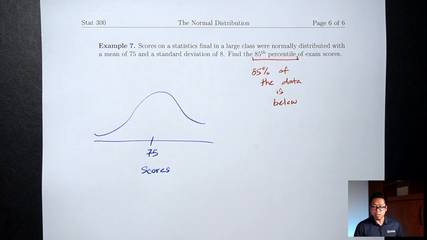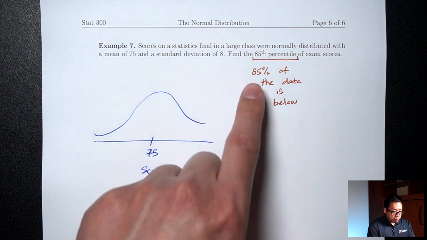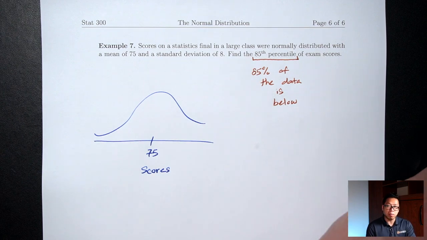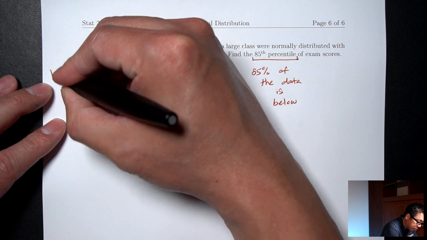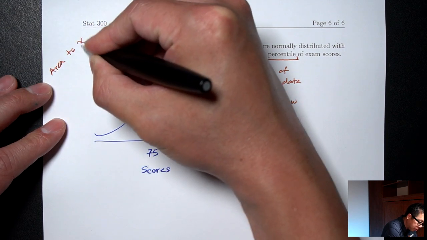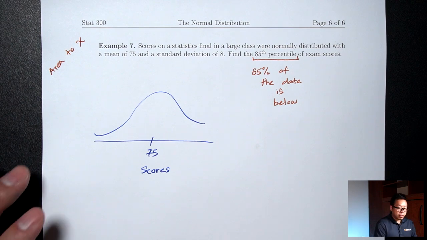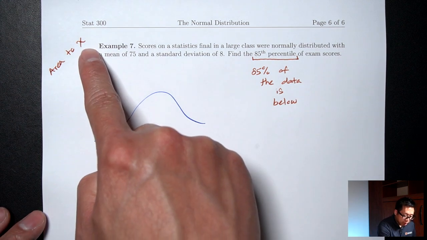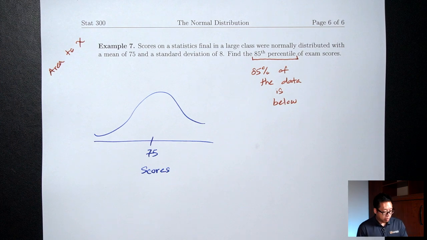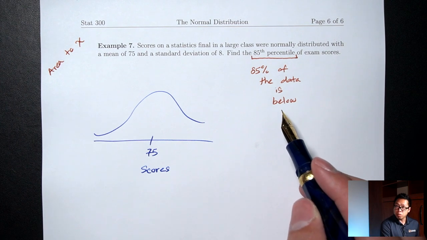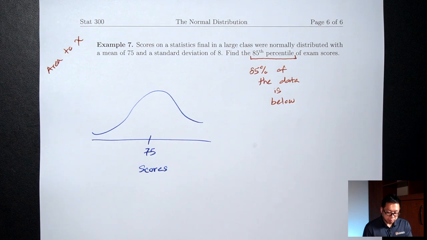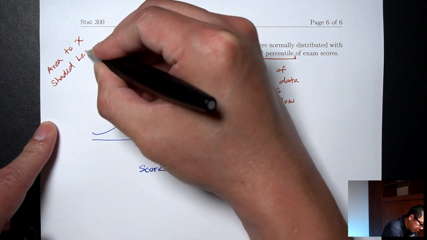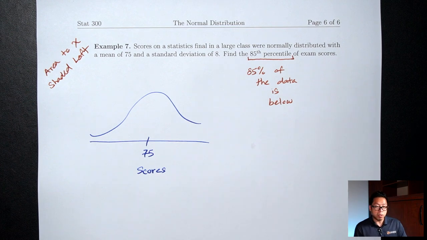Right, percentile means percent that's below. So right off the bat, I'm giving you a percent. Right? I'm giving you an area. So this would have to be an area to x. Right, because you're starting with an area. So basically you're looking for the exam score that has 85% of the data below it. So you're looking for an X that has 85% of the data below it. Below will be to the left. So this is going to be shaded to the left.